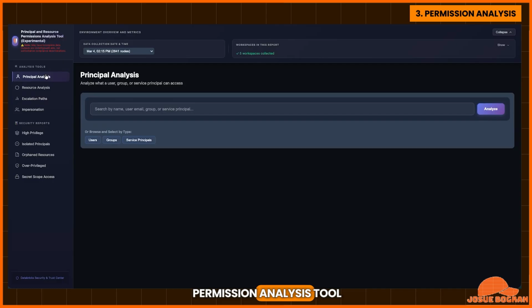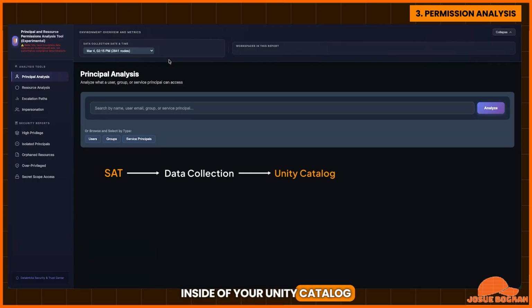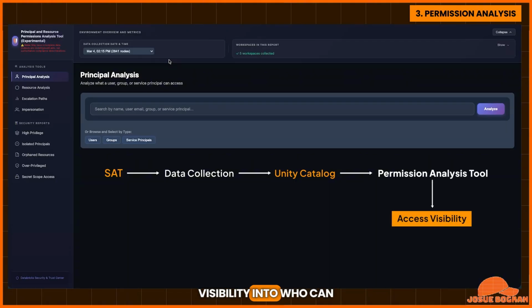So, permission analysis tool. Again, as part of your deployment, as you do with SAT, you run a data collection job, which is all stored inside of your Unity catalog, inside of your schema. Then you can use this tool to get visibility into who can access what once they are inside the platform, right?